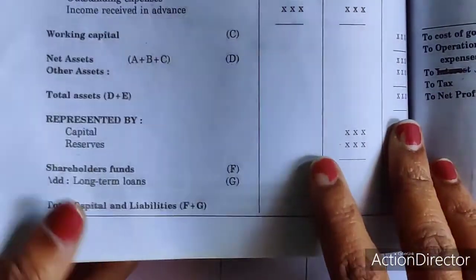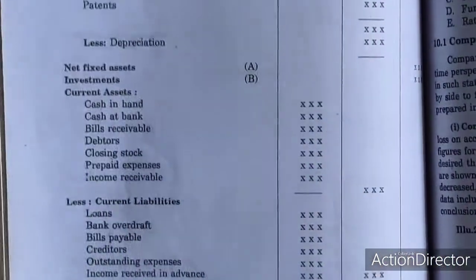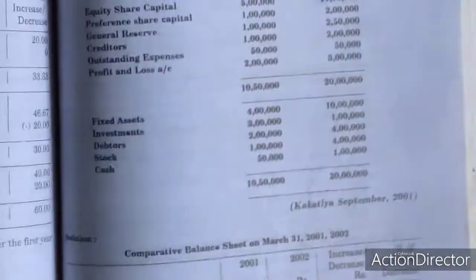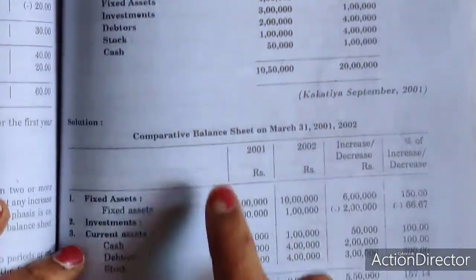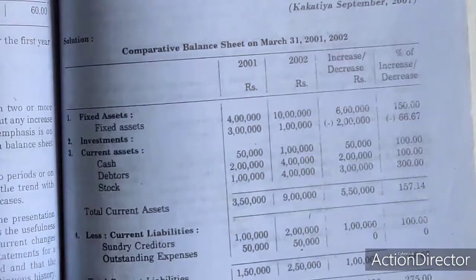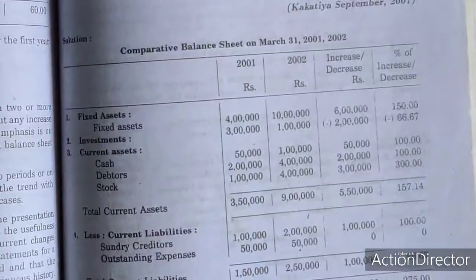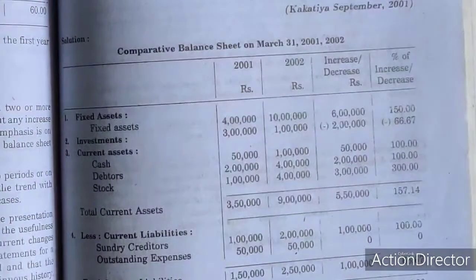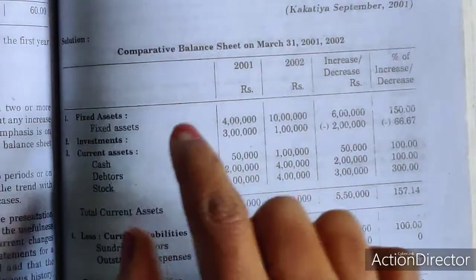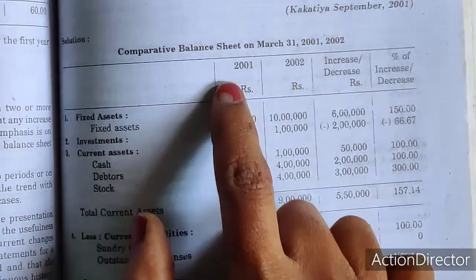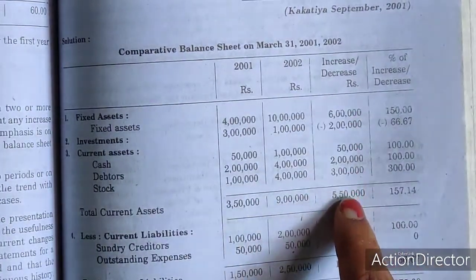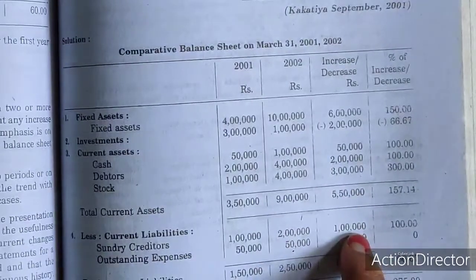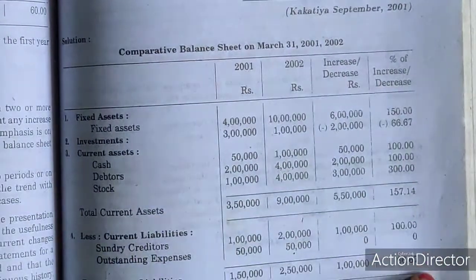So we have to enter all this information like this. From this given information we will prepare the comparative balance sheet. This is the same as we discussed in the previous problem. Here we have to write the particulars, the 2001 year and 2002 year, whether there is any increase or decrease, and then the percentage of increase or decrease.